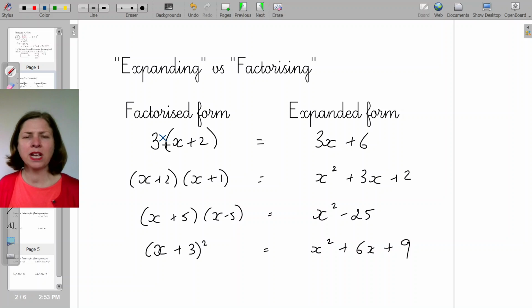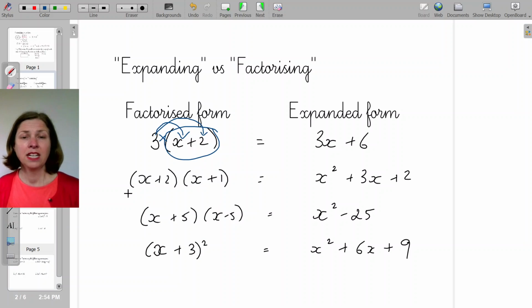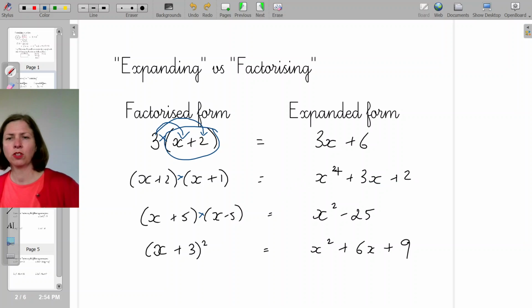When I write 3 open bracket x plus 2 close bracket, I really mean 3 times all of x plus 2. And that's why when I expand it, I go 3 times the x and 3 times the 2, because I have to multiply by all of it. So if I look at these brackets, x plus 2 times x plus 1, there's a little invisible times here. So when I'm expanding, I multiply this out so that I get something that looks like this on the right.